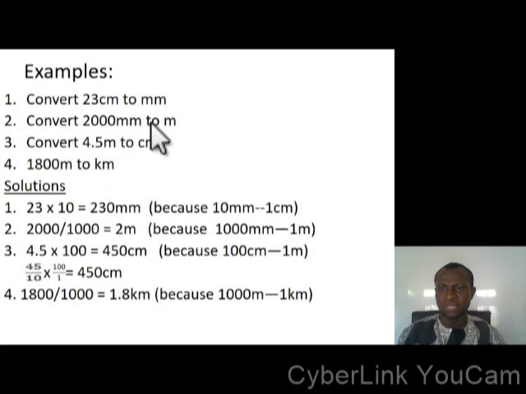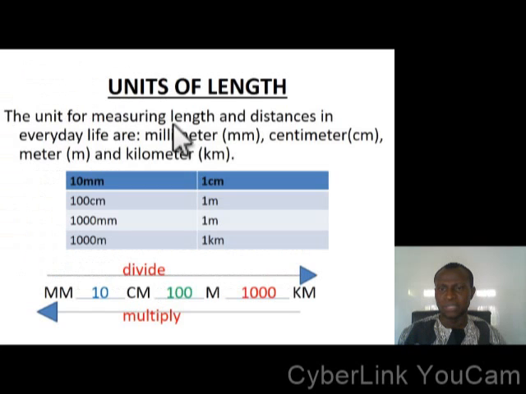Then number 2, convert 2000 millimeter to meters. So we are converting from millimeter to meters. Now we are going to the right. So what do we do when we are going to the right? We divide. But this time around, there are two numbers between them, which is 10 and 100. And when you multiply both of them, it will give you 1000. So switching from millimeter to meters, we divide by 1000.